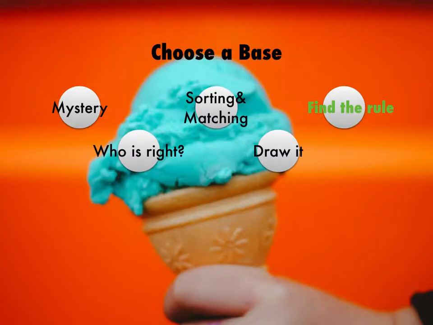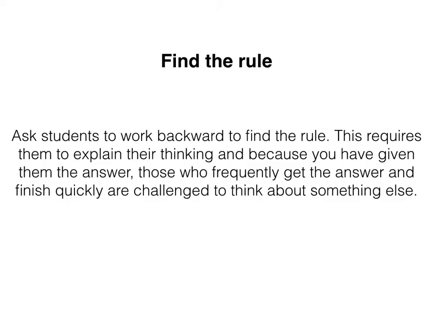Finally, finding the rule. Finding the rule requires students to work backward and to explain their thinking. Because you've given them the answer, those who frequently get the answer and finish quickly are challenged to think about something else.